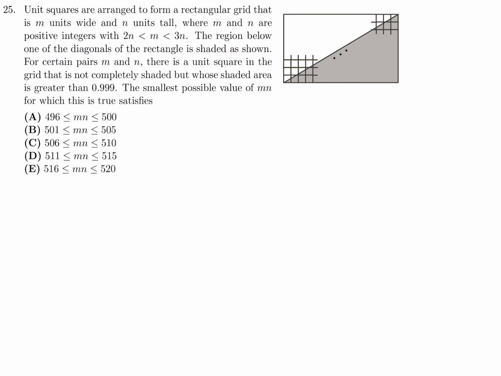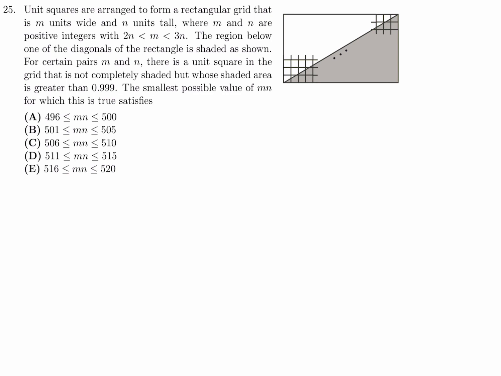Unit squares are arranged to form a rectangular grid that is m units wide and n units tall, where m and n are positive integers with m between 2n and 3n. The region below one of the diagonals of the rectangle is shaded as shown. For certain pairs m and n, there is a unit square in the grid that is not completely shaded, but whose shaded area is greater than 0.999. The smallest possible value of mn for which this is true satisfies the following.